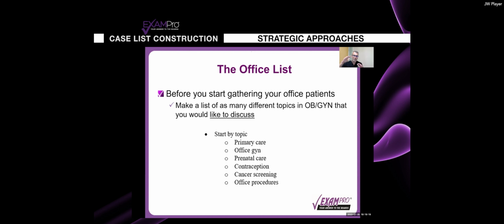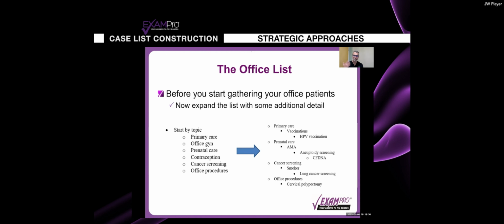So high level approach means I started with kind of umbrella topics: primary care, office GYN, prenatal care, contraception, cancer screening, office procedures. And then I'm going to take it and go to a little bit more detailed level. So I'm going to go to the next slide. And once you've got a list of general topics, start to expand the lists with some additional detail. And you see what I did here.